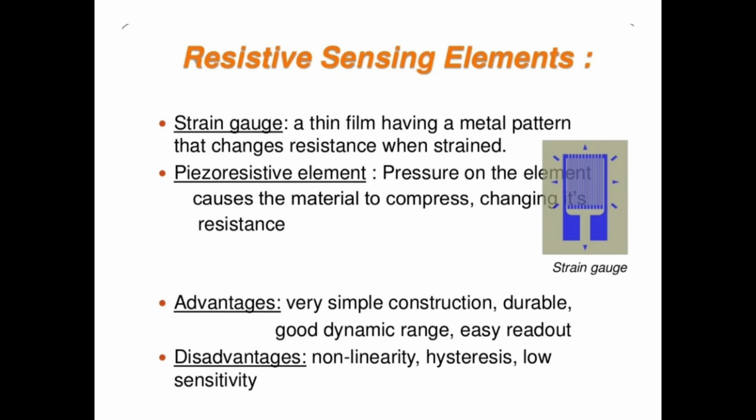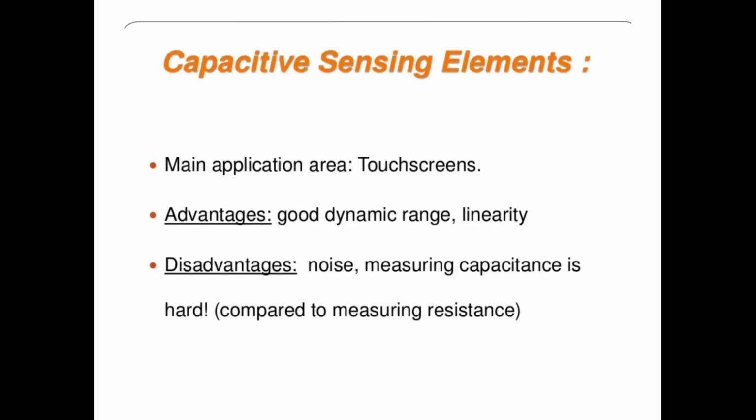Resistive sensing elements. Strain gauge: a thin film having a metal pattern that changes the resistance when strained. Piezoresistive element: pressure on the element causes the material to compress, changing its resistance. Advantages are that it is very simple in construction, durability is good, good dynamic range and easy to read out. Disadvantages: non-linearity, hysteresis and low sensitivity.